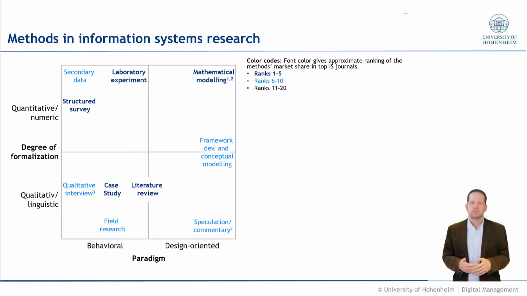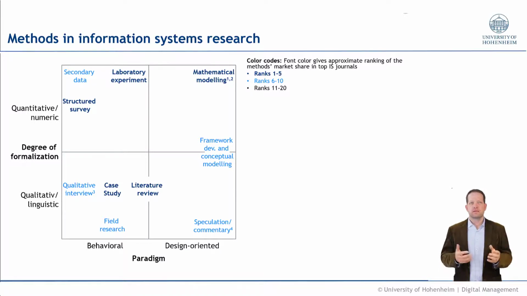If we move to the top left corner of this 2x2 grid, then there we have secondary data. So there we talk about studies that utilize existing organizational or business data or other existing secondary data. For example, financial or accounting reports, archival data, digital trace data like log files or anything like that. So these studies oftentimes use advanced data analysis techniques from econometrics, from social network analysis, from machine learning or the like.